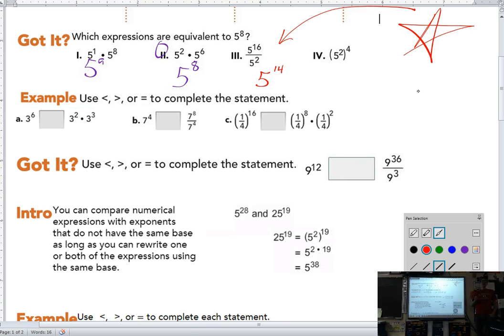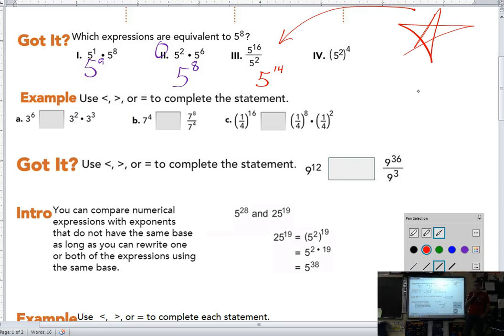Those subtract because they can only cancel or really reduce to 1. We're going to start trying to use the word cancel less. 2 5s on top and bottom reduce out to 1. There are 14 5s left over on the top, just all multiplying by each other. That's how I get 5 to the 14.